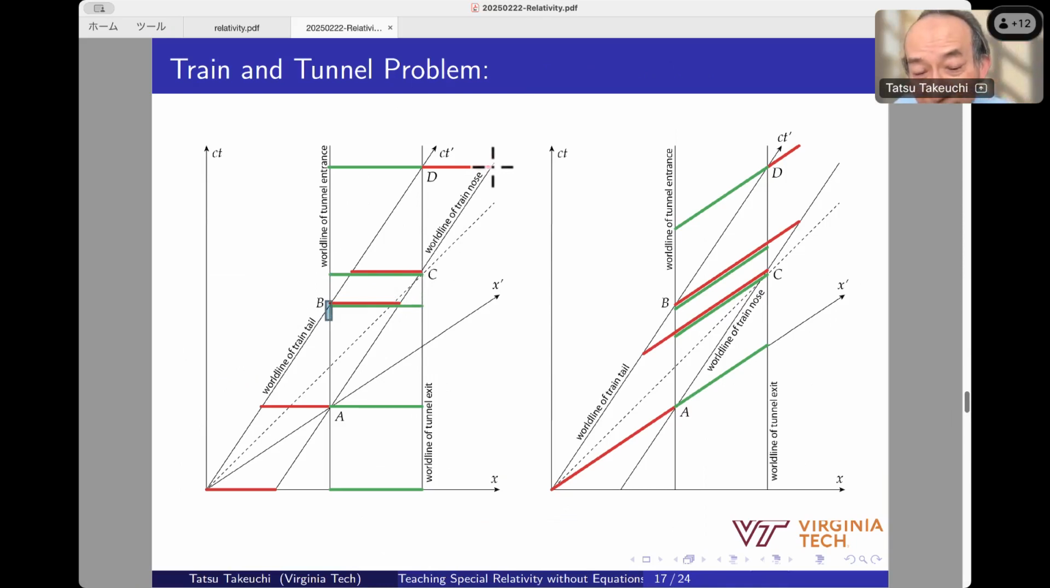Okay, but if you're looking at the same situation from the train frame of reference, it's the tunnel that will be shorter than the train. So you might think that if the doors at the entrance and the exit of the tunnel are closed at the same time, the train will necessarily crash, right? Because the tunnel is shorter.